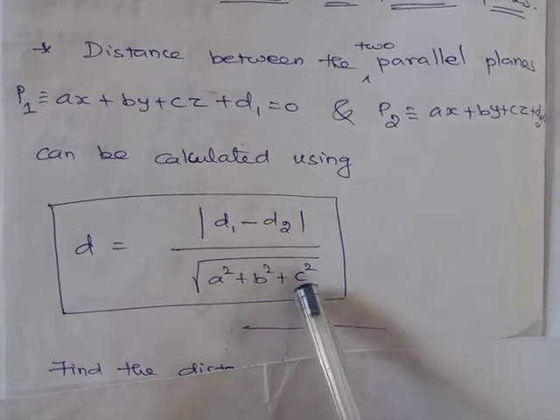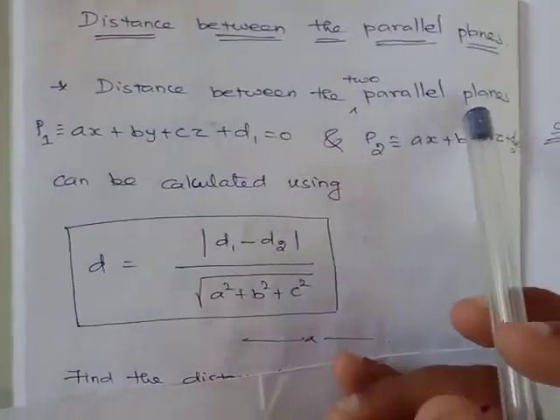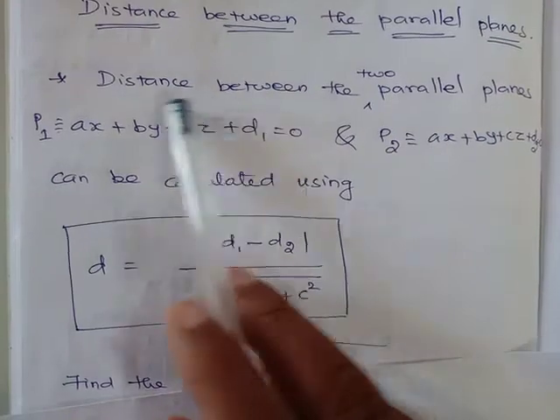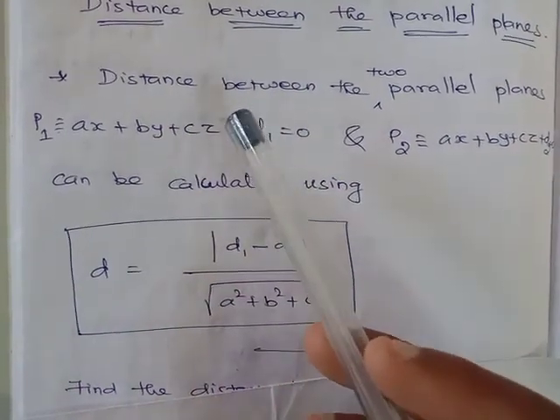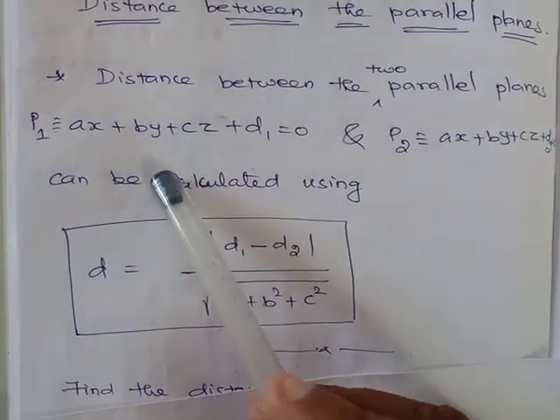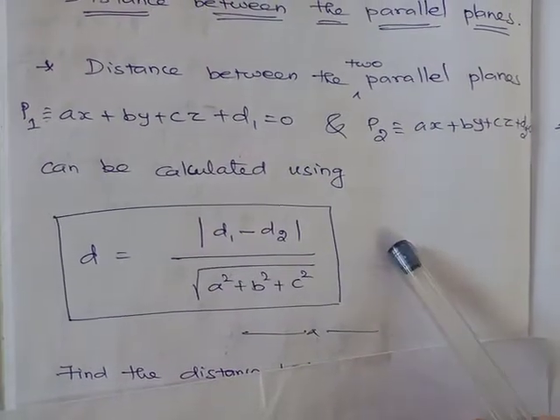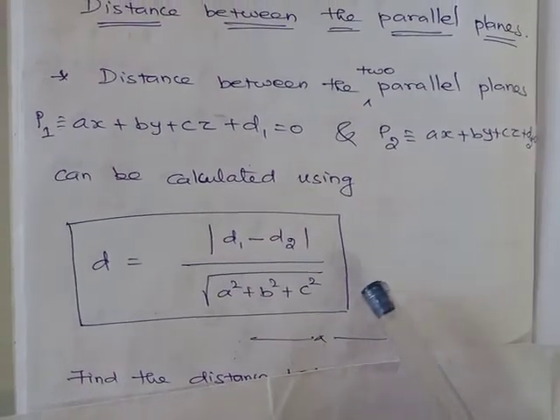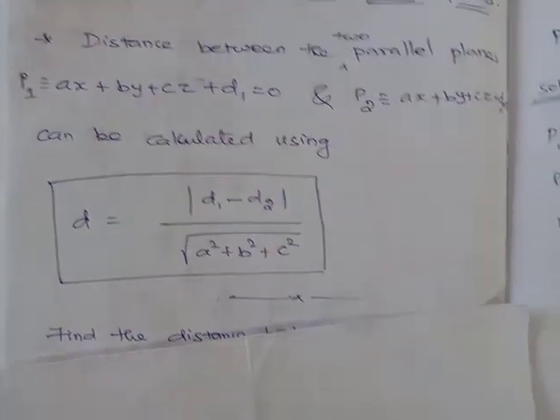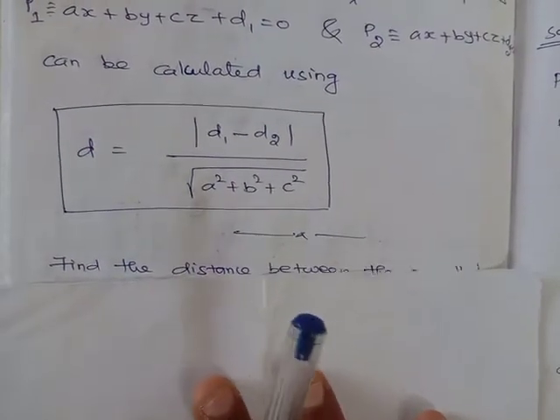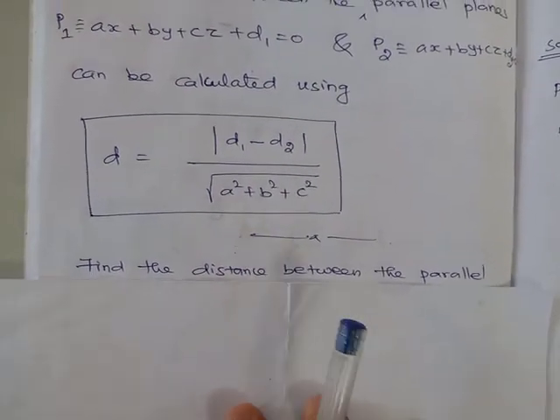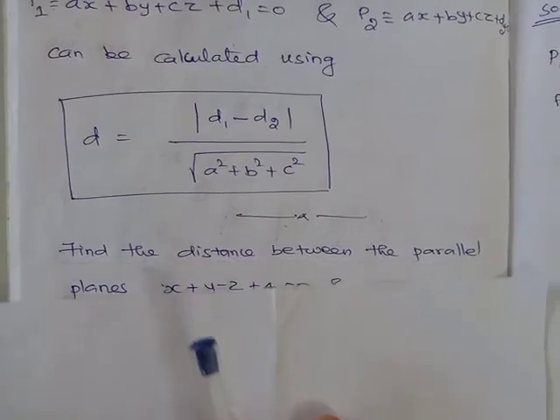coefficient of z square. Sometimes the parallel plane equation will be given in vector form. We need to convert that vector form into Cartesian form, and then apply this formula. I hope you understand this. Now we will move on to the problems so that you get a clear idea about how to calculate the distance between two parallel planes.